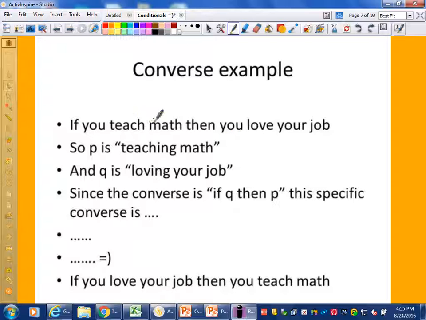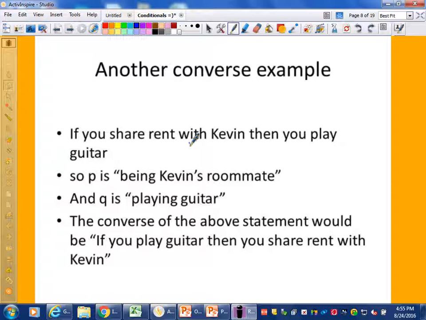For example, if you teach math, then you love your job. It's easy to find your P in here and your Q because it's already in if-then form. Then all you do is switch them, and it becomes if you love your job, then you teach math. Another example is if you share rent with Kevin, then you play guitar. Again, P and Q, very simply stated here. Being Kevin's roommate is your P, Q is playing guitar. So your converse would be if you play guitar, then you share rent with Kevin.